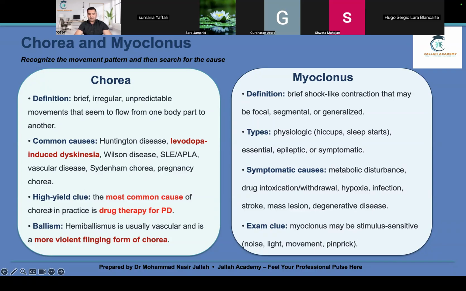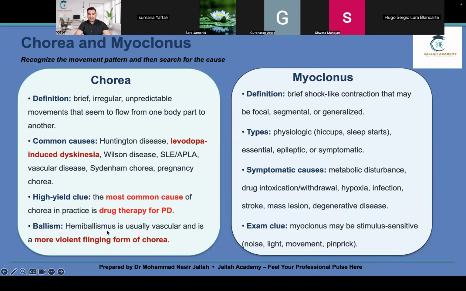reason, and pregnancy chorea. High yield clues: the most common cause of chorea in practice is the drug used for Parkinson's disease. So if the patient is developing chorea and the patient has Parkinsonism, remember that levodopa and carbidopa are causing the chorea.